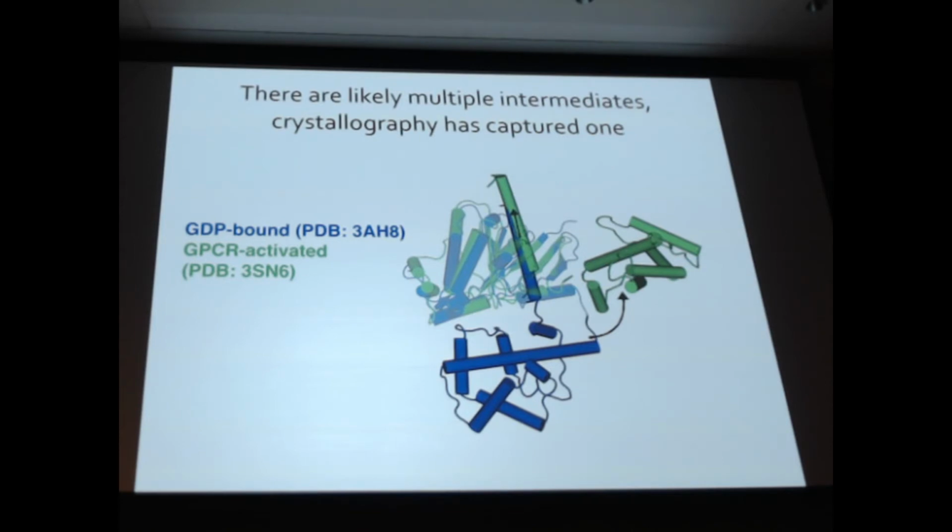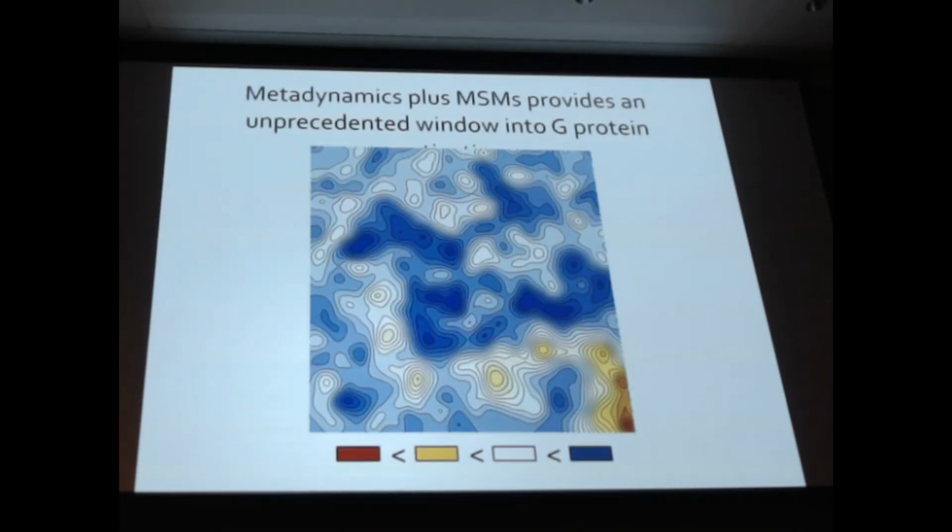So, we think there's multiple intermediates, not just this one. So what else is going on, and how does this process work? To get at this, we've been combining a couple of different methodologies, like metadynamics and Markov state models. The idea is that we're going to use metadynamics to get some initial potential pathways for GDP release.